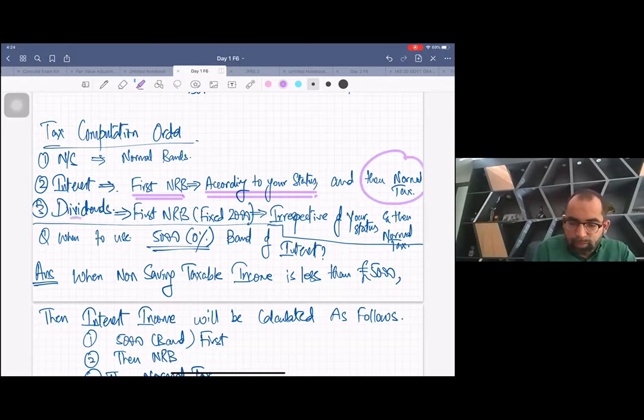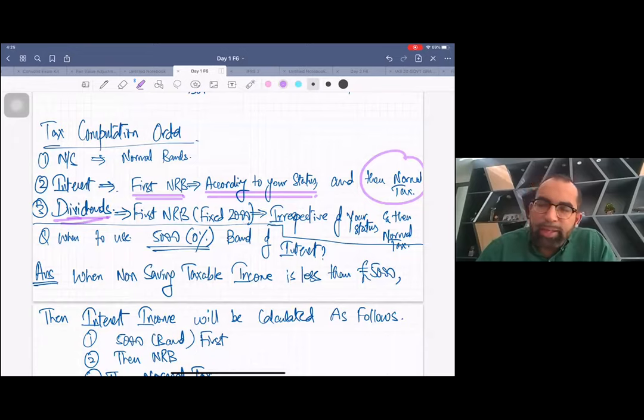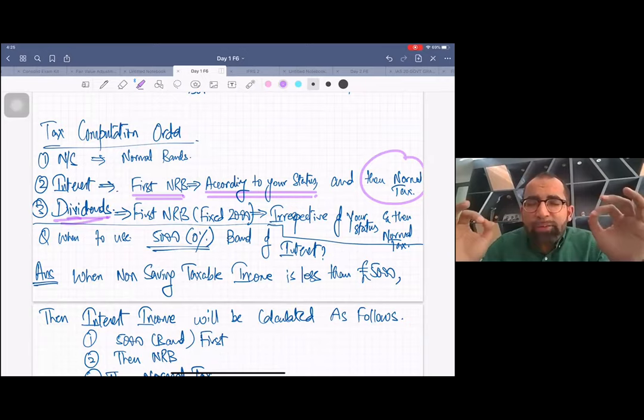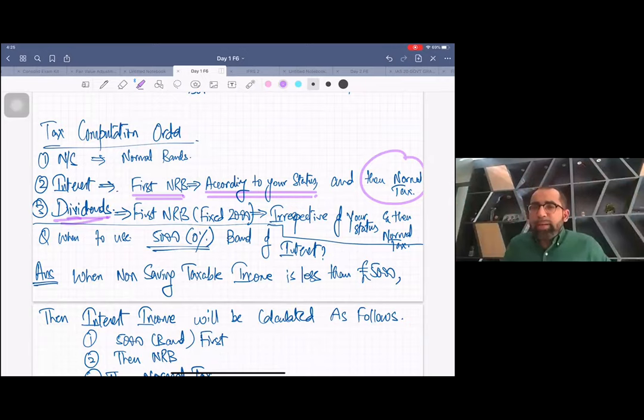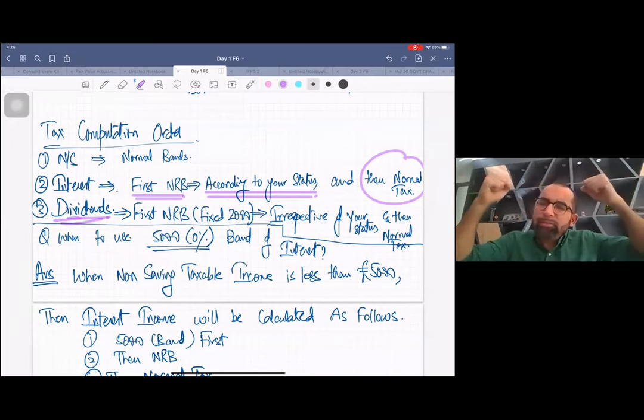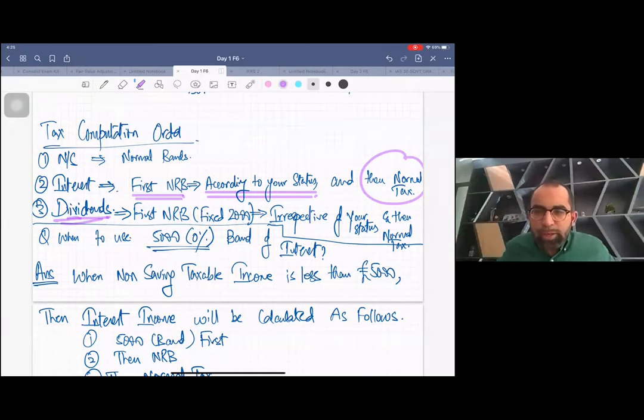Then dividend income. For dividend income, it is the same order: first NRB and then normal dividend income tax. Now there is a big difference between interest income NRB and dividend income NRB. Interest income NRB is dependent on your status. But for dividend income, there is no need to check any status. You will be given a fixed NRB of 2,000.